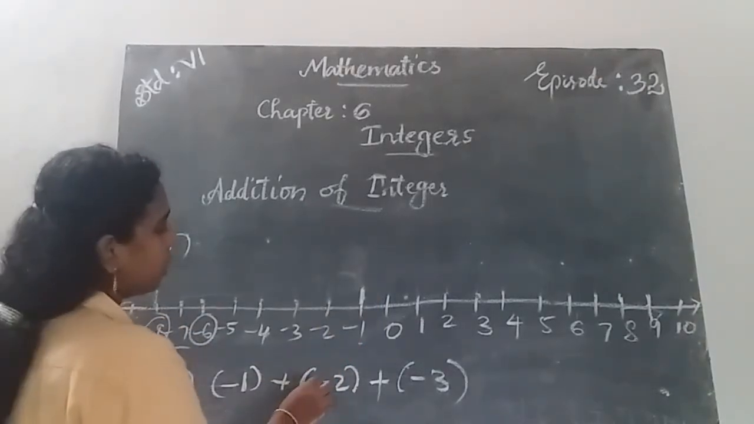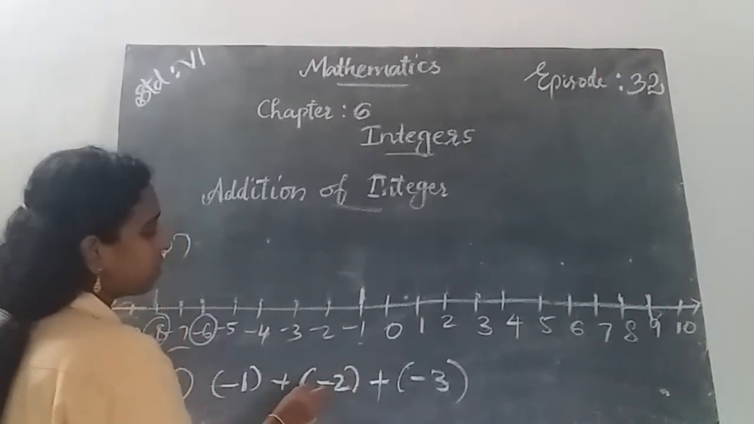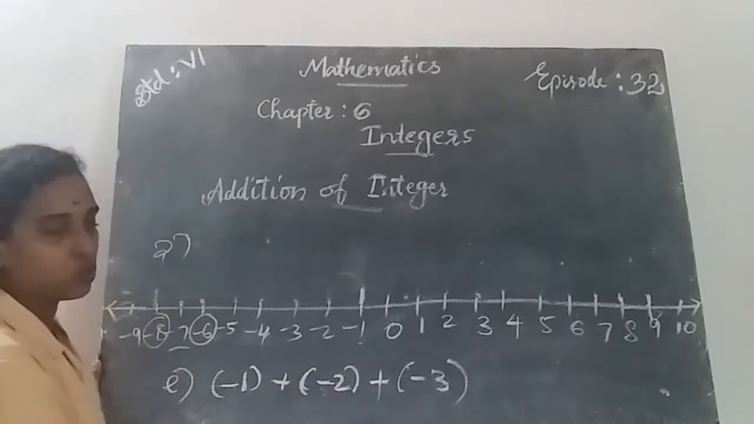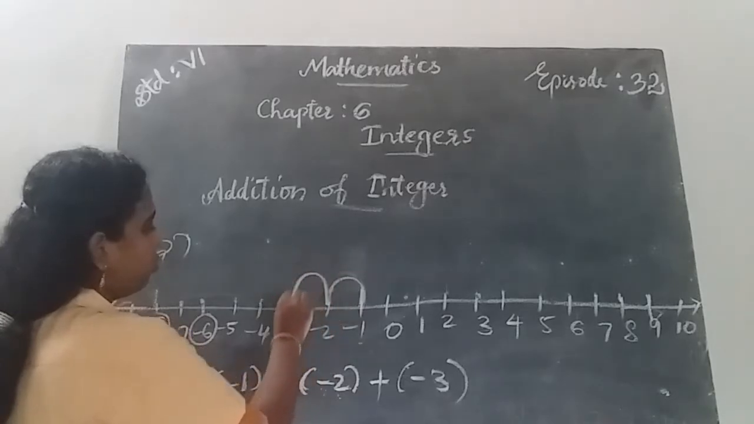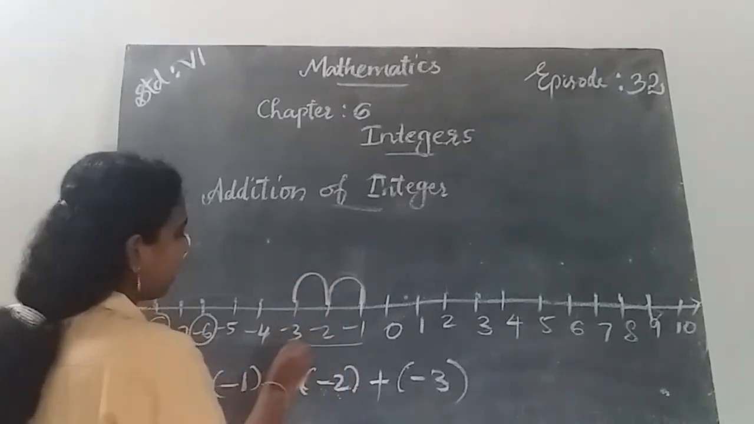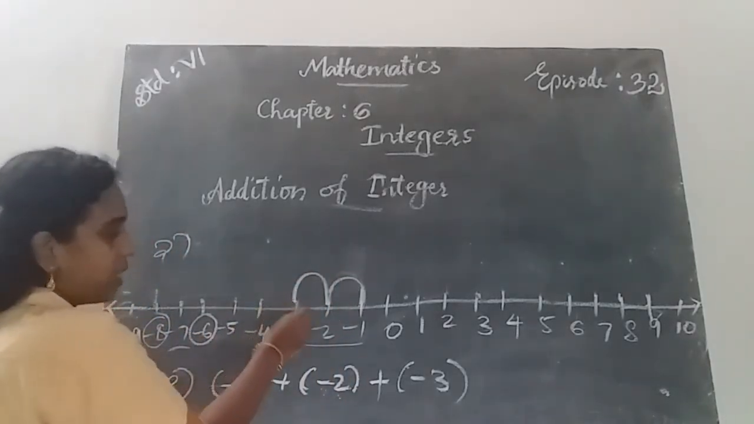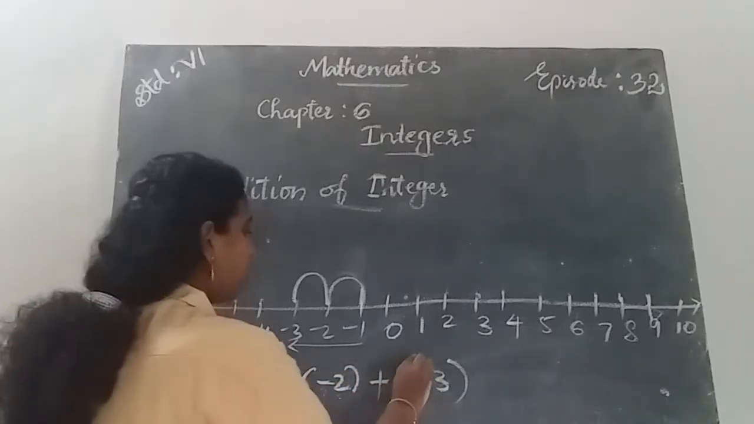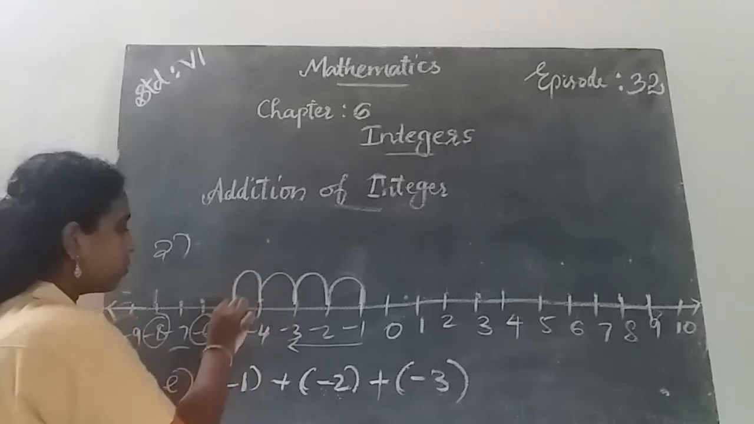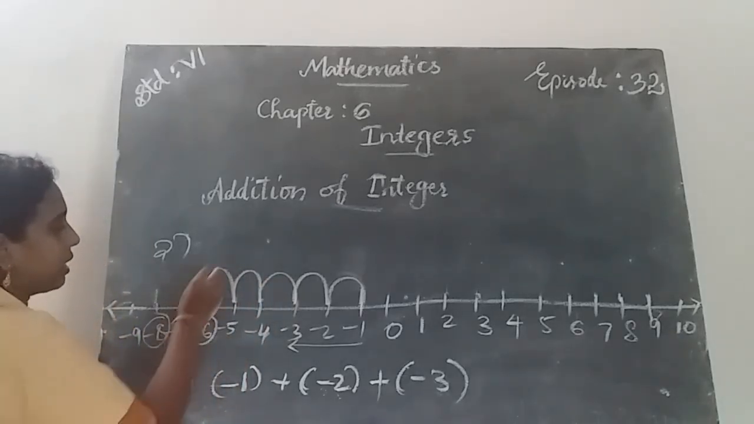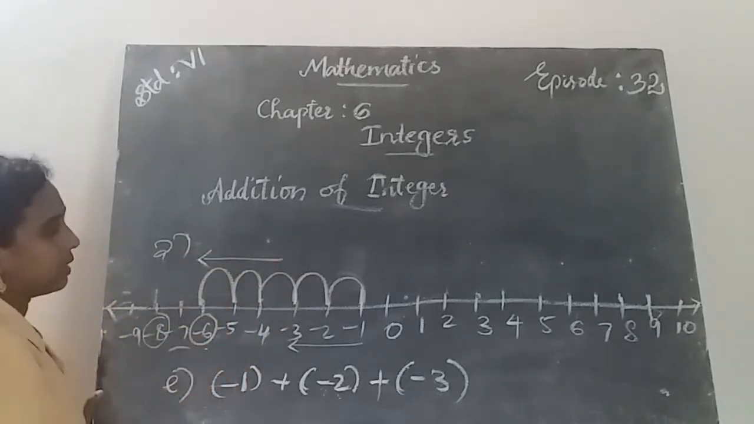Then first we move 2 steps towards left, which means negative 2. It's 2 steps towards left. So 1, 2. Then we reach negative 3. From here, we also move 3 steps to the left. 1, 2, 3. Then we reach negative 6.